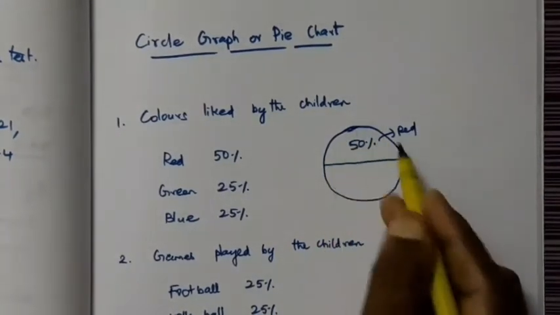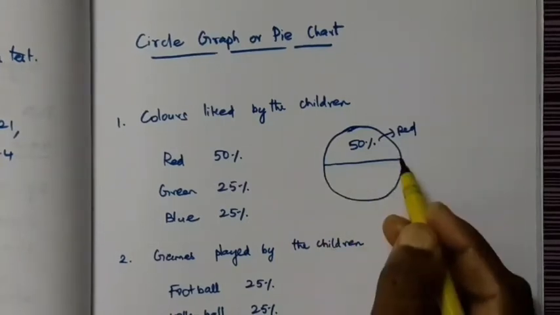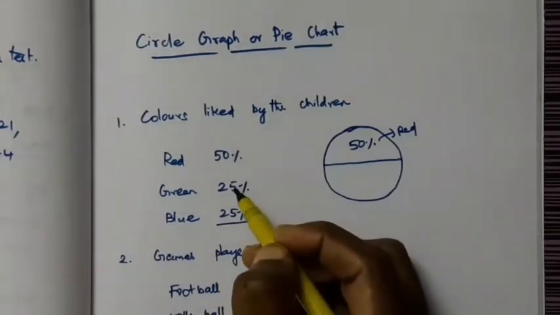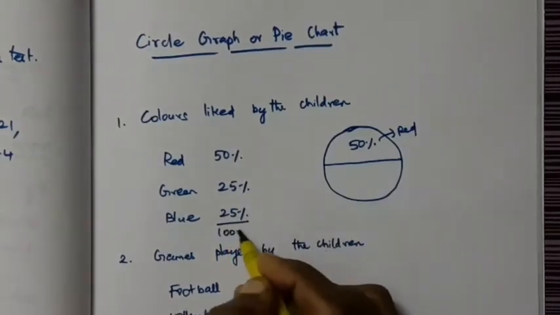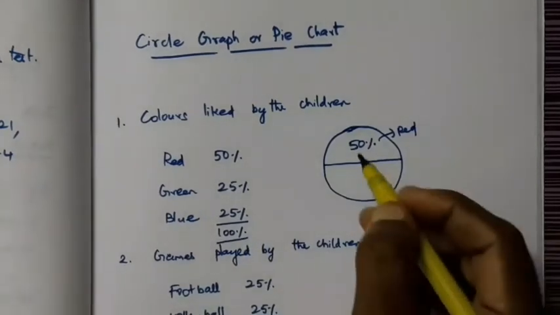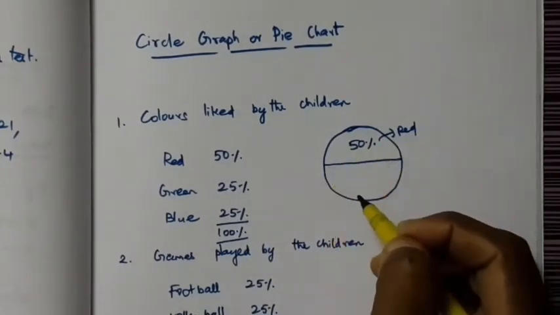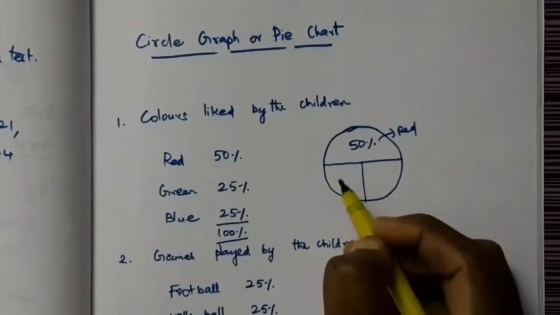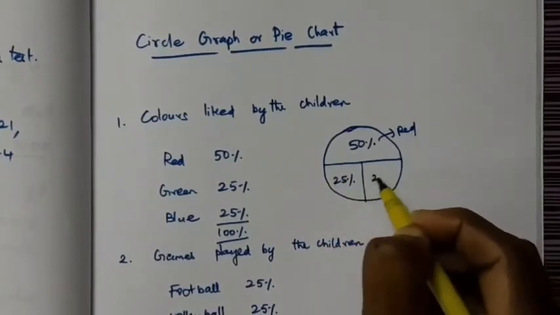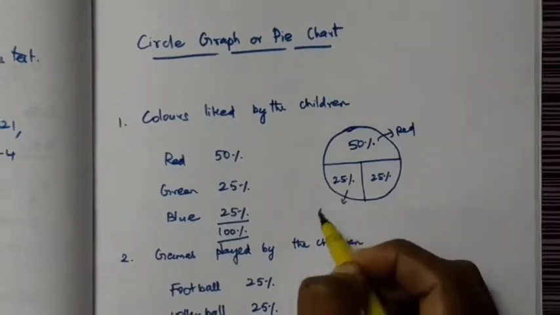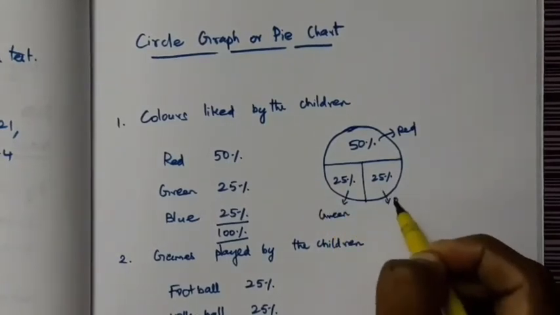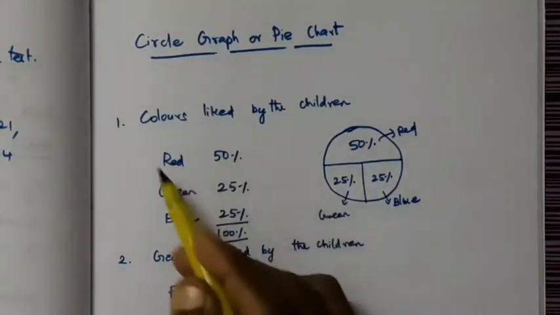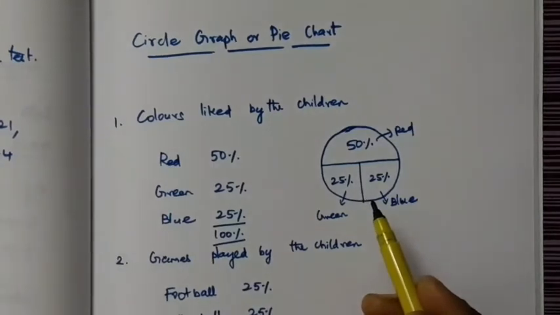So again, if this is 50%, the remaining is going to be 50%, so that the total is 100%. You can add it together: 50 plus 25 plus 25, together you will get 100%. Okay, so this is red 50%, and the remaining part is 50. Here you can split into two such that this is 25% and this is 25%. So this is green and this is blue. Okay, this is how you can represent this data in the form of a circle graph or pie chart.